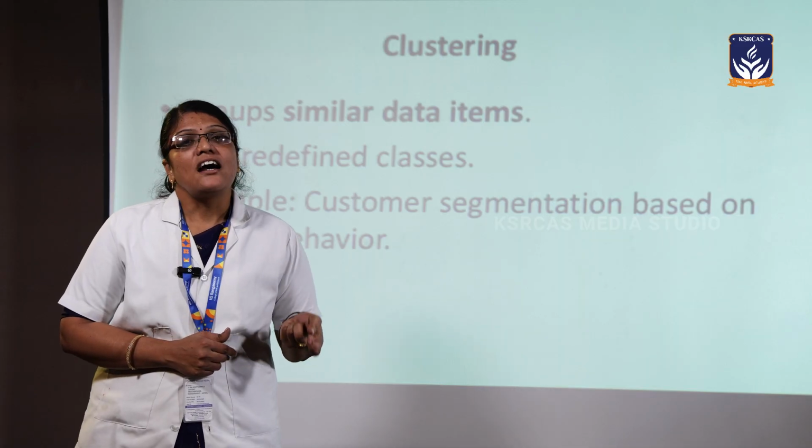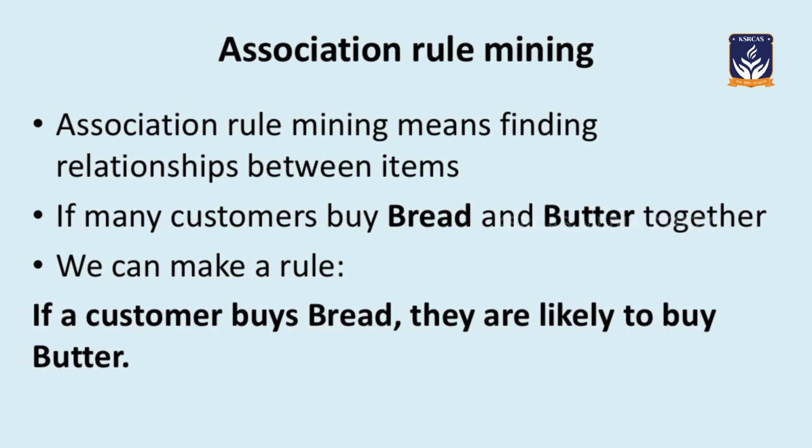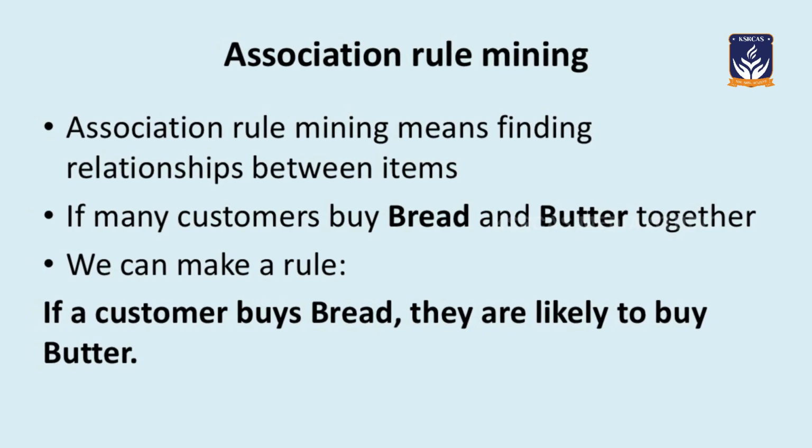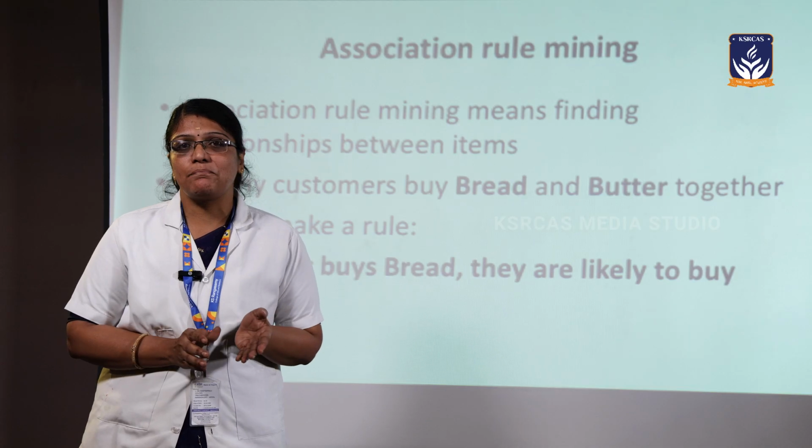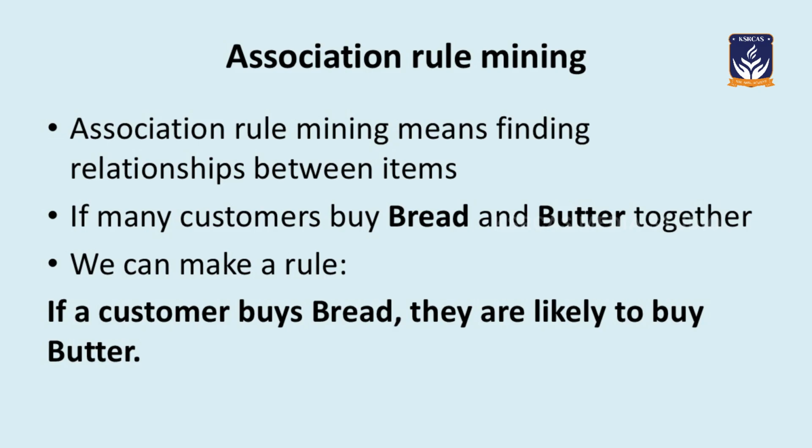The next one is association rule mining. It helps to find the relationship between data items. Let's say a simple example: for customers who buy bread and butter together, we can make a rule that customers who buy bread often like to buy butter also.